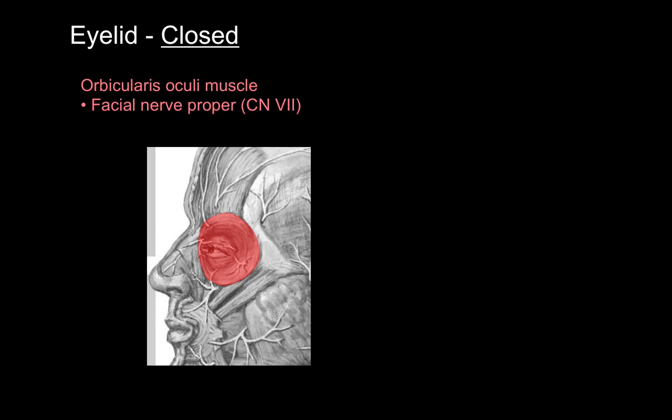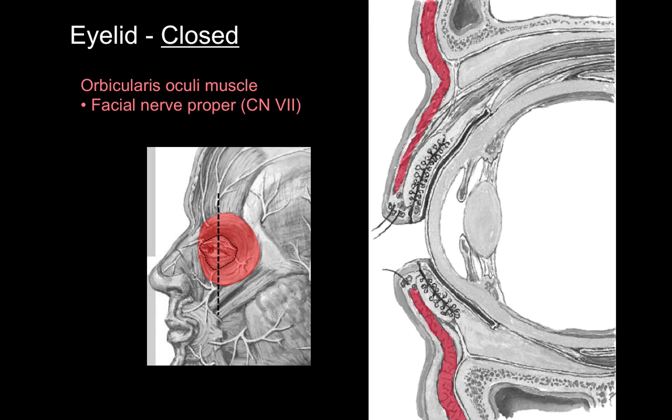It's innervated by the facial nerve proper, cranial nerve number 7, the same nerve that innervates your platysma muscle, and its function is to close your eye tight. So there's a dotted line that shows the palpable portion, the portion that's surrounding your eyelid, and then what we're going to do is take a cross section through that area, and that's what we're looking at now. Not a cross section, pardon me, a sagittal section.